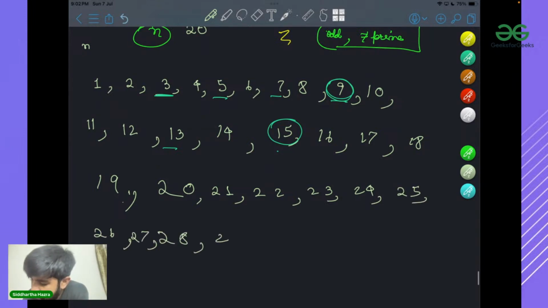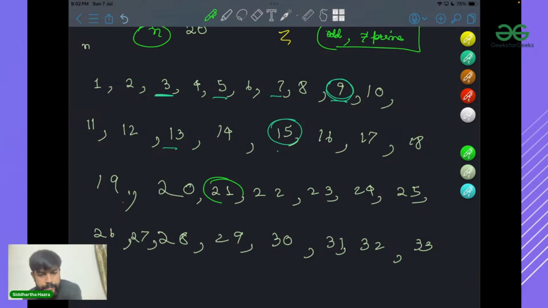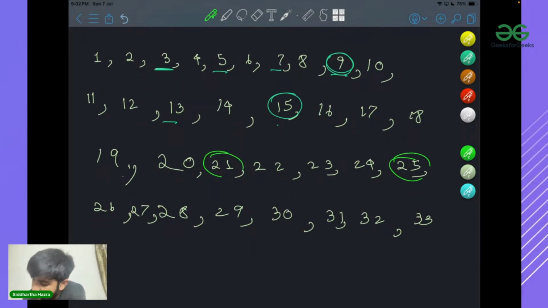27, 28, 29, 30, 31, 32, and 33. Now see, then we have 17, then we have 19, then we have 21. It is an odd number which is not prime. Then we have 23, it is an odd number and it is a prime number. 25 can be divided by 5. And then we have 27, which is an odd number which is not prime. We have 29, let's just forward it. And then we have 33, which is odd but not prime.